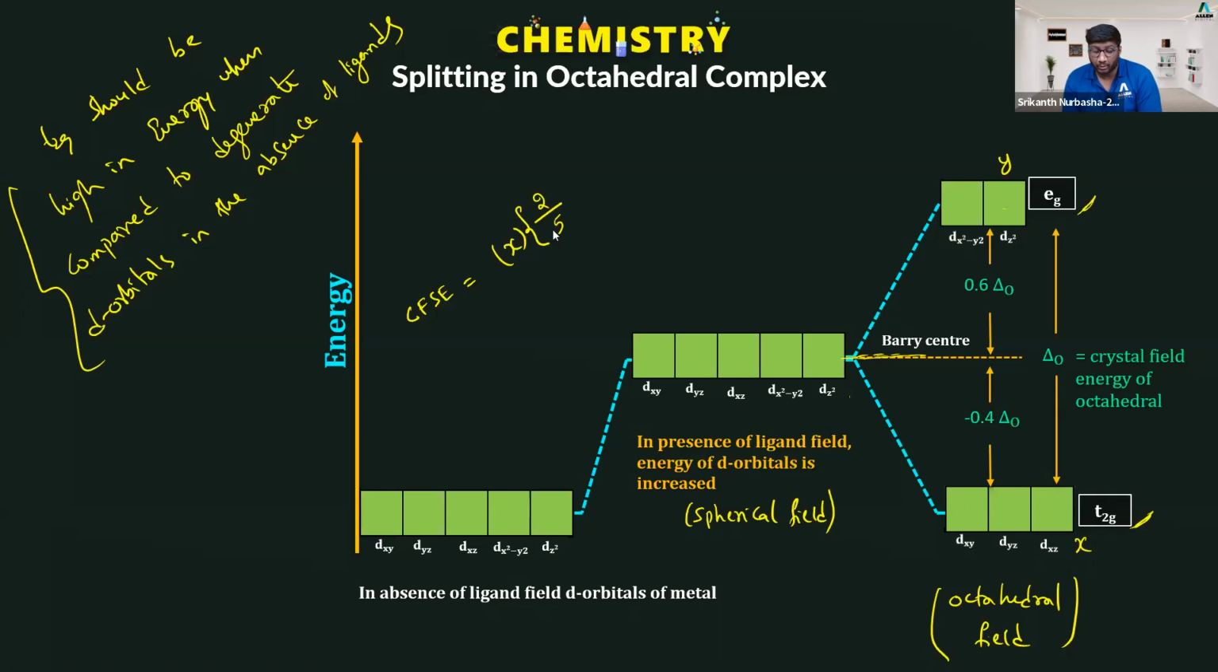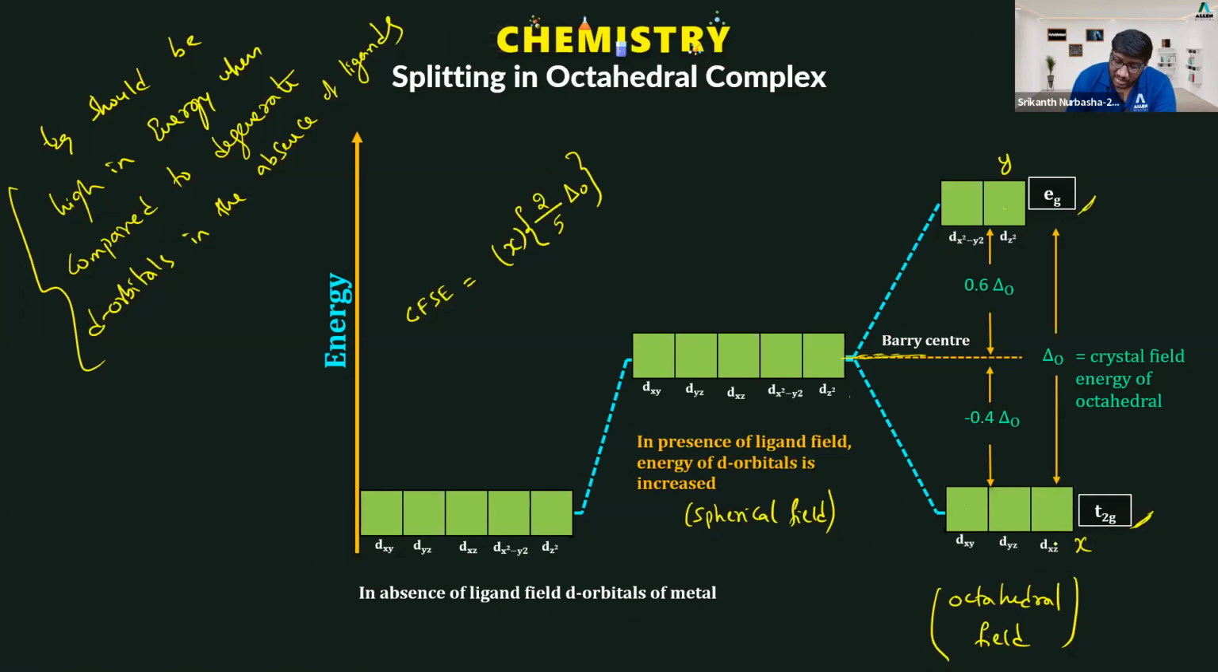Understand this point carefully. Why have I written 2 by 5? We have 5 d orbitals. They split into 2 levels, the T2G level and the EG level. The T2G level is decreased in energy. How much is decreased? We don't know. But what I can say is the decrease in energy of the 3 d orbitals should be compensated by the increase in energy of the 2 d orbitals of the EG. So 2 by 5 times delta naught, but with a plus symbol or minus symbol.